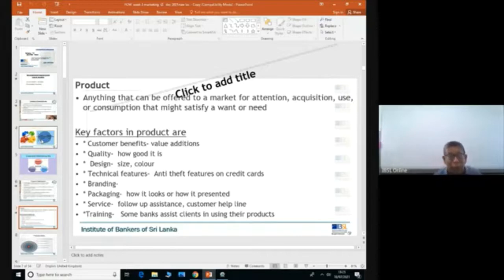Banks are trying to give more value additions. For example, when you open an account, what are the benefits? A higher interest rate, ATM cards, a debit card. If you purchase a debit card or a credit card, what are the benefits you're going to get? These are the product benefit offers. Every organization tries to give more value addition to its products, and we will explain all these things a little later.